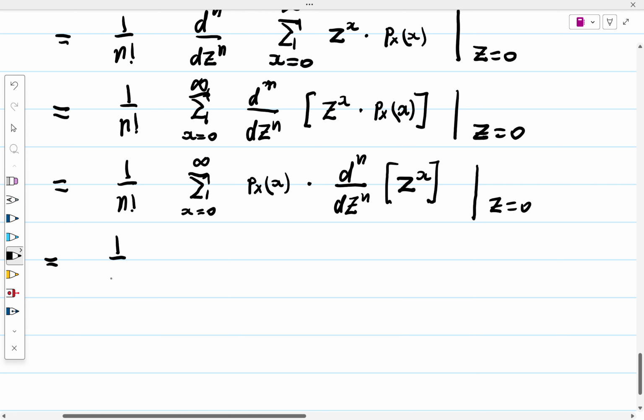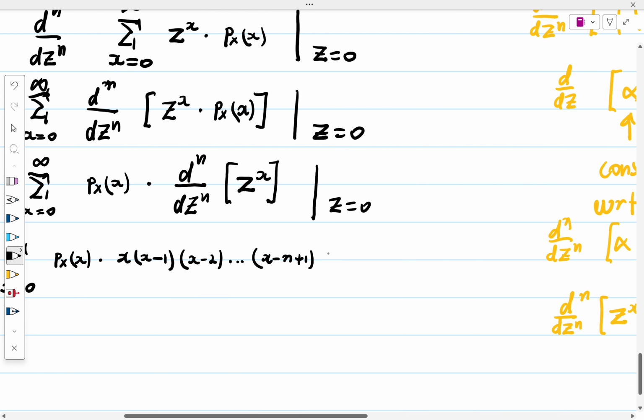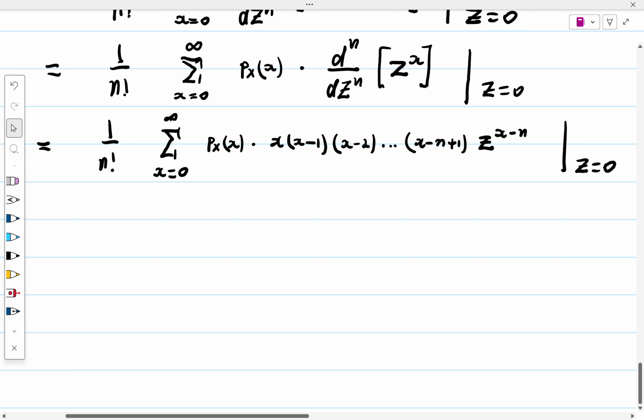So this becomes 1 on n factorial times the sum from x equals 0 to infinity of the probability mass function times x times x minus 1, x minus 2, ..., x minus n plus 1, z to the power of x minus n, and again we're evaluating at z equal to 0. Now here's an interesting point to note.